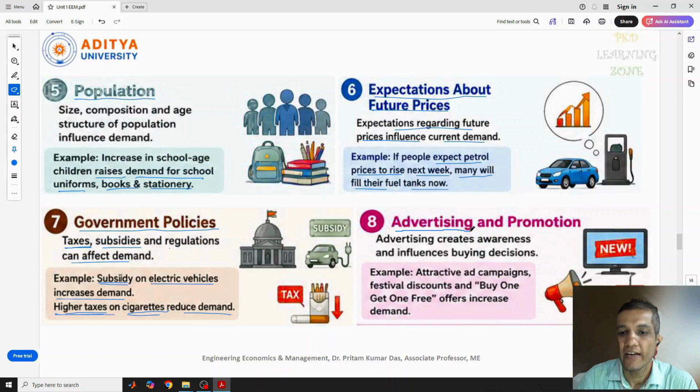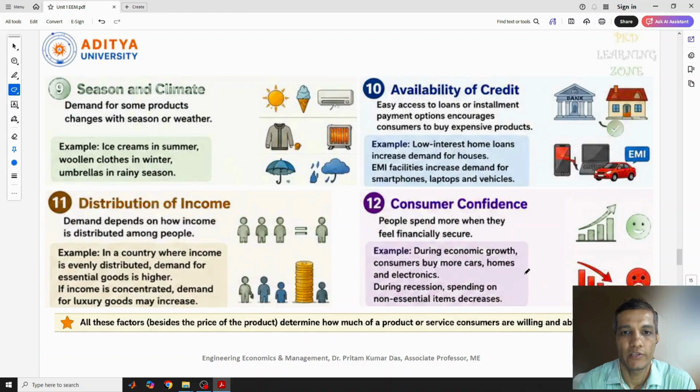The next one is advertising and promotion. Advertising creates awareness and influences buying decisions. The more advertisement you do, the more you can sell, up to a maximum amount. Attractive campaigns and festival discounts like buy one get one free offers can increase the demand for the product. Not only that, for a particular period of time, if the quality is not there, that may be another aspect. But for a period of time, by giving some offers, you can sell a larger amount of the product.